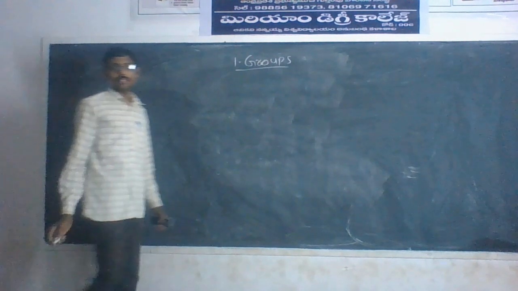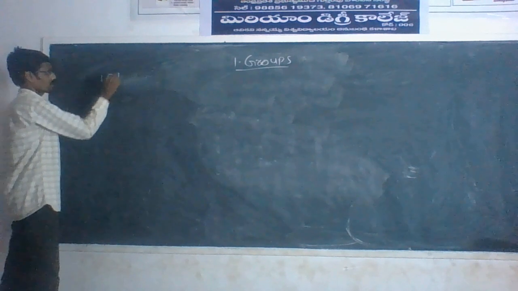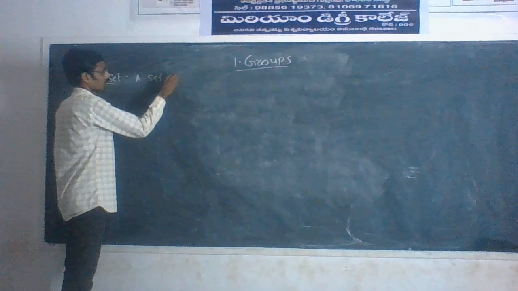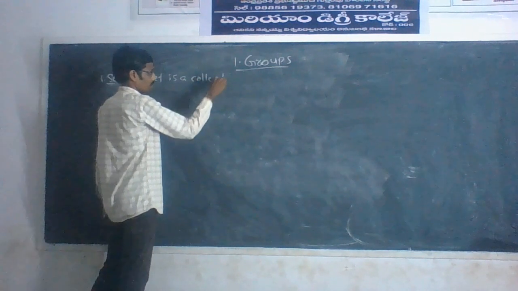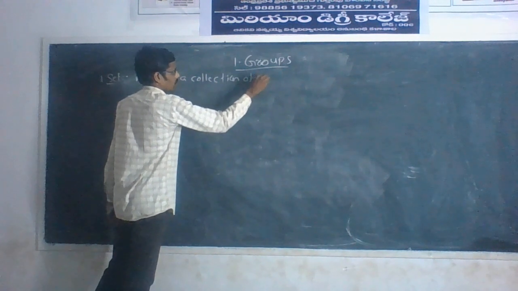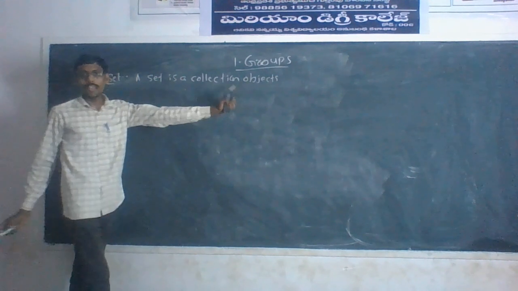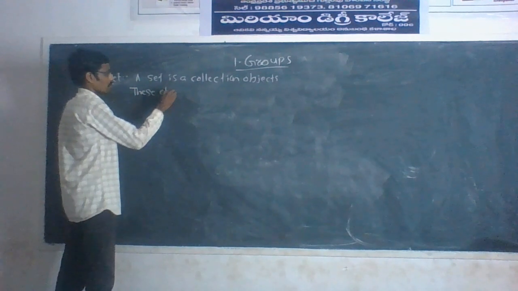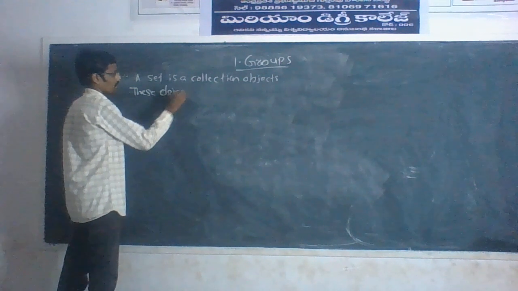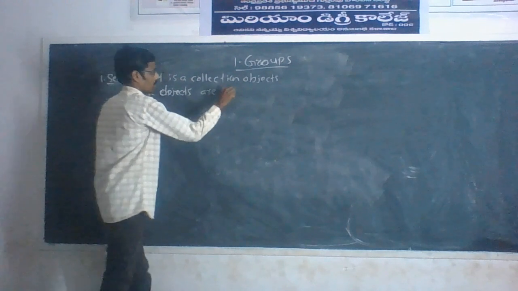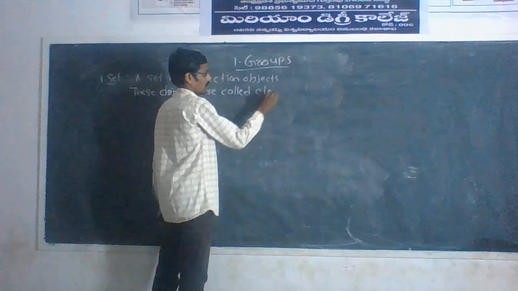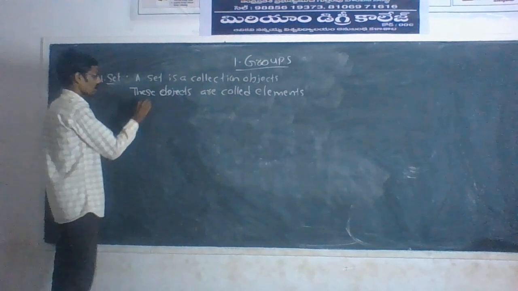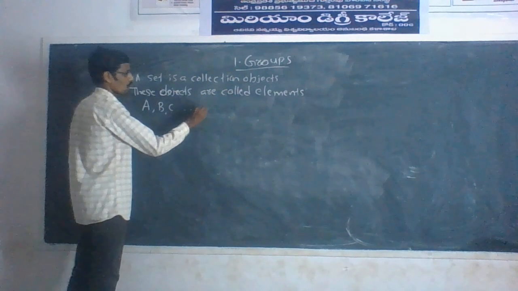First, introduction to some basic points. First one, set. A set is a collection of objects. These objects are called elements. Usually the sets are denoted by capital letters A, B, C and so on.